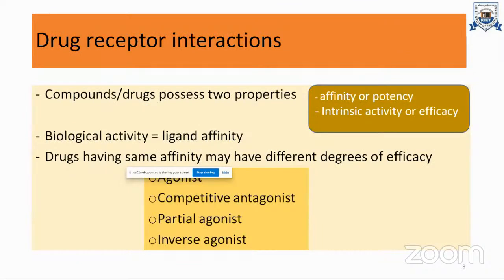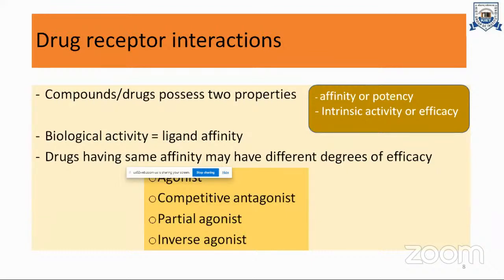So then comes the point when the drug is provided in the biological system. What is it going to do? Either it is going to have some affinity, or it is going to bind with the target receptor, which means we can say that it is a potent molecule, or an effective one. And secondly, it has intrinsic activity, and it is going to show the effect. So biological activity is equal to the ligand affinity, or the drug affinity, with the receptors.